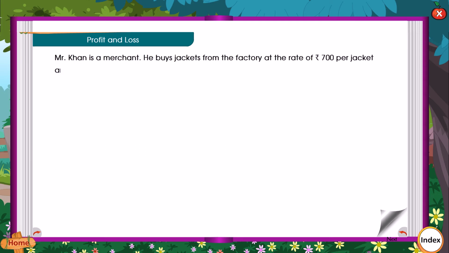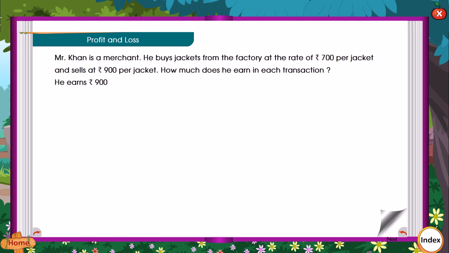Profit and loss. Mr. Khan is a merchant. He buys jackets from the factory at the rate of rupees 700 per jacket and sells at rupees 900 per jacket. How much does he earn in each transaction? He earns rupees 900 minus rupees 700 is equal to rupees 200 per jacket.